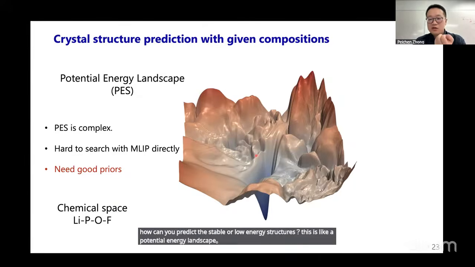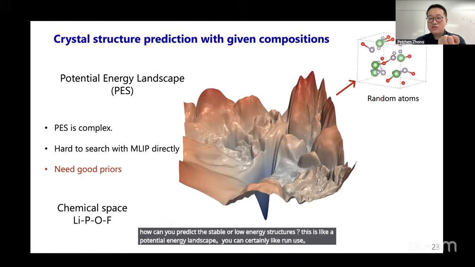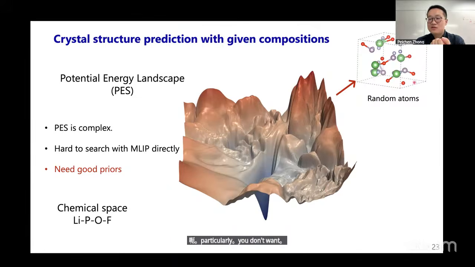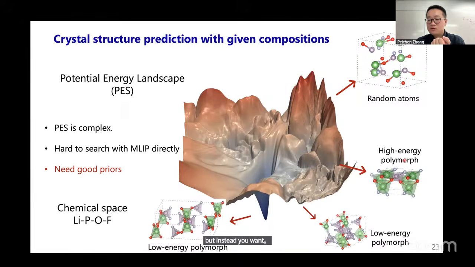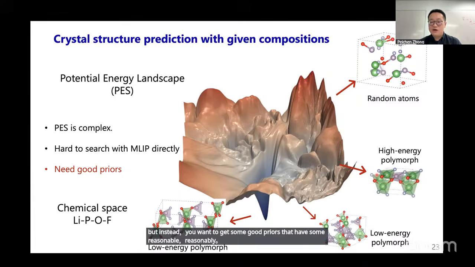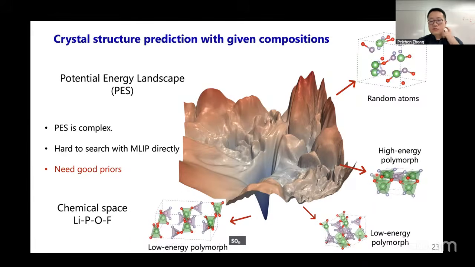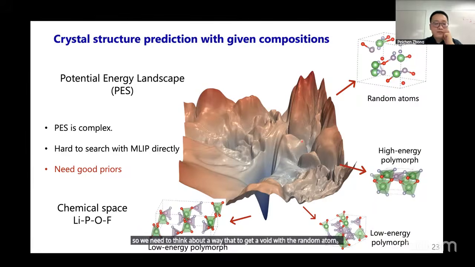You can certainly use the machine learning potential to search for the stable structure, but that's computationally inefficient. Particularly, you don't want to start with a structure that is a random arrangement, but instead you want to get some good priors that have a reasonable bonding environment, and then do the searching. So we need to think about a way to avoid starting with a random atom arrangement.